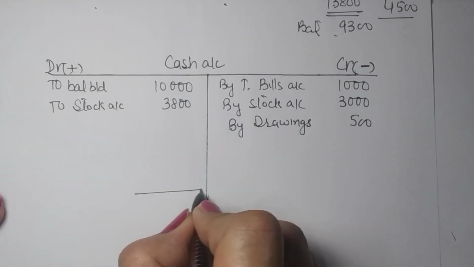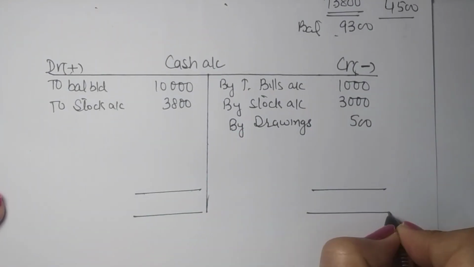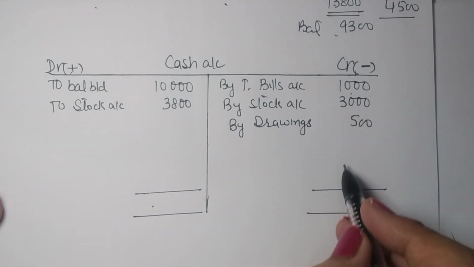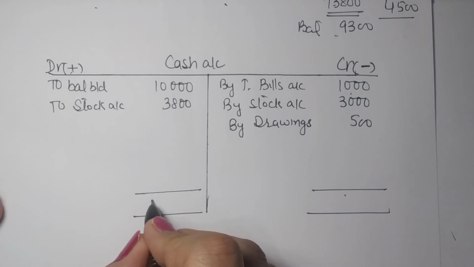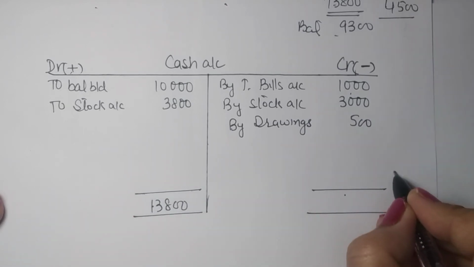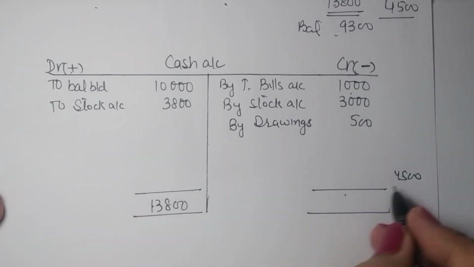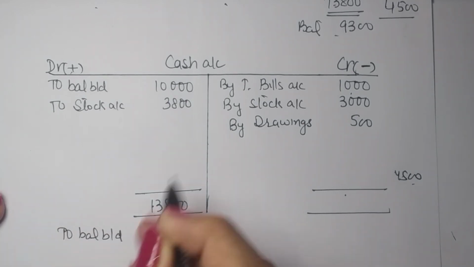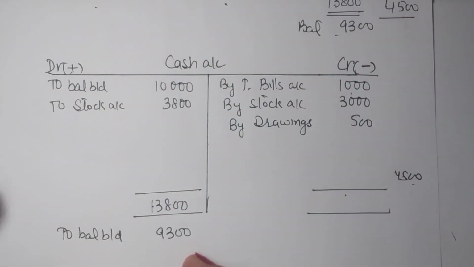Now we are to balance it. So what we find here is that on this side we have a total of 13,800. Here you have 4,500. Right? So I'll just put it here. It means 9,300 should be the balance. So you have more of debit, so balance is debit. We read it here, the side which is more.